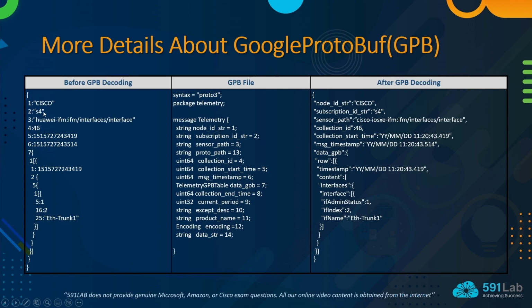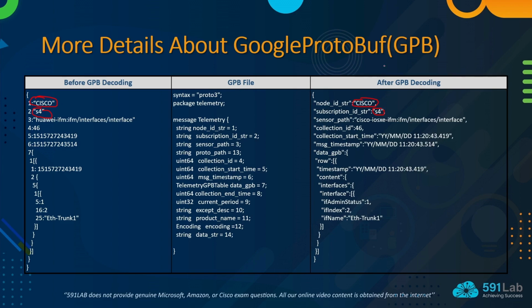The key 2, the value is S4, and the right one is the data after GPB decoding. So the key is node ID str, Cisco. The second key is subscription ID str, S4. So you can see the same one is the value Cisco, S4. Yeah. So what does GPB do?